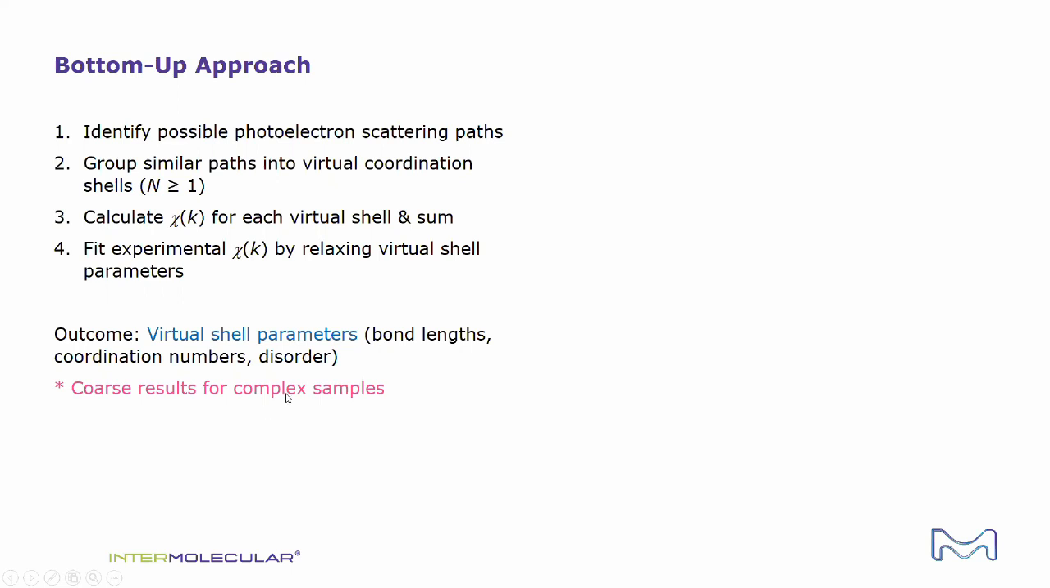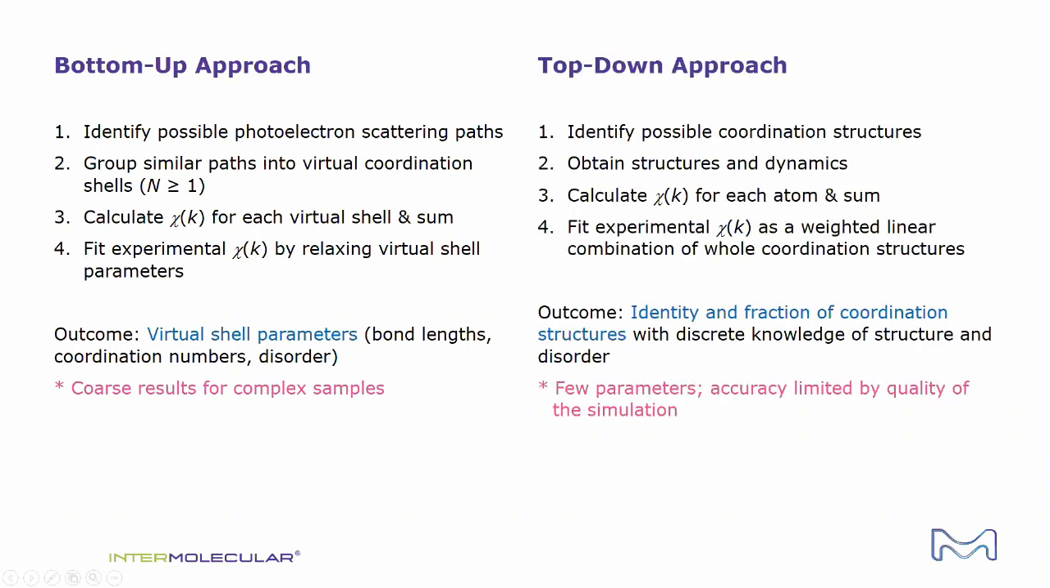But if we have relatively complex samples, we can't discretely fit every single interatomic interaction, so we end up with kind of coarse results that are averaged over a few similar paths. Alternatively, for more complex samples, we might want to try a top-down approach, where we start off by identifying a set of potential coordination structures, and then somehow we obtain the whole structures as well as the dynamics for those coordination structures. And I'll mention a few ways we'll do that shortly.